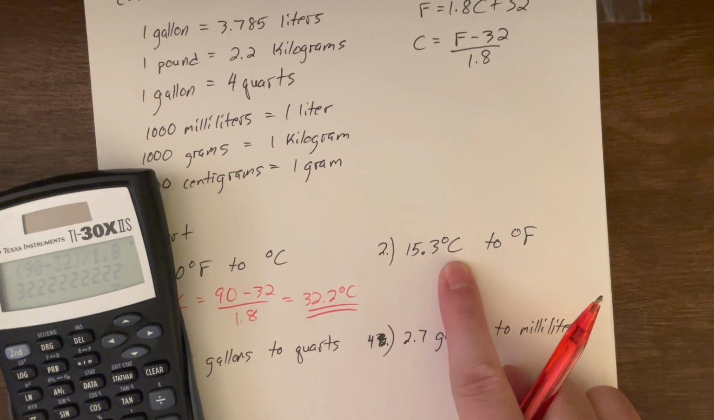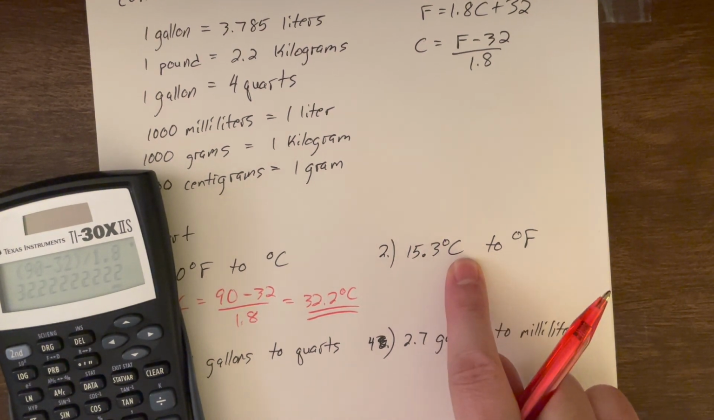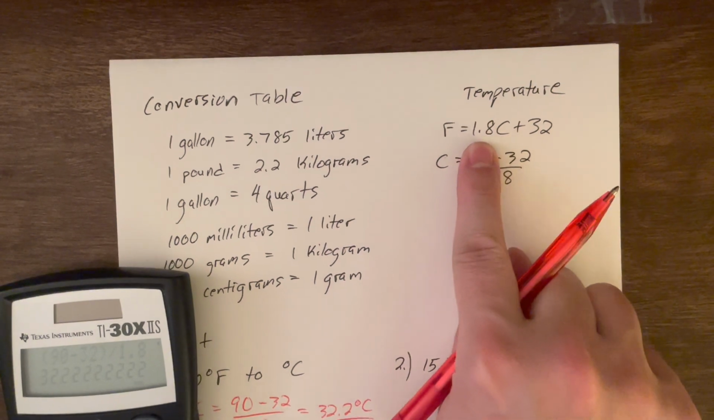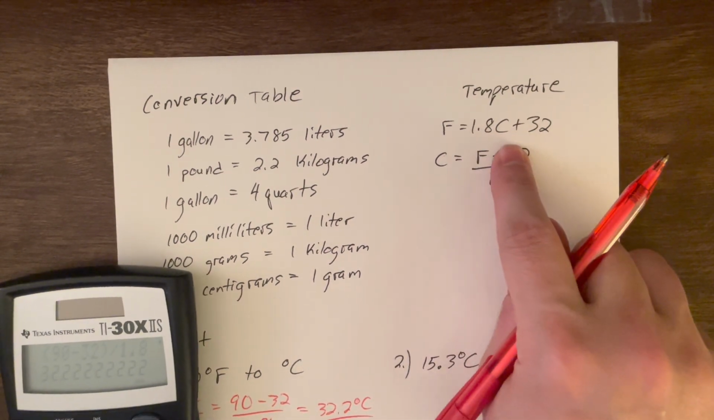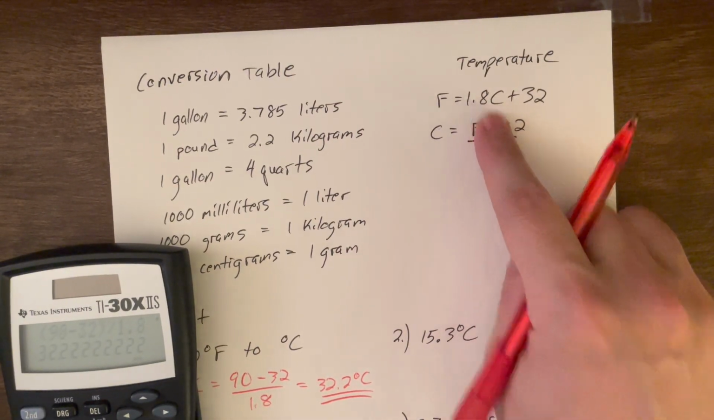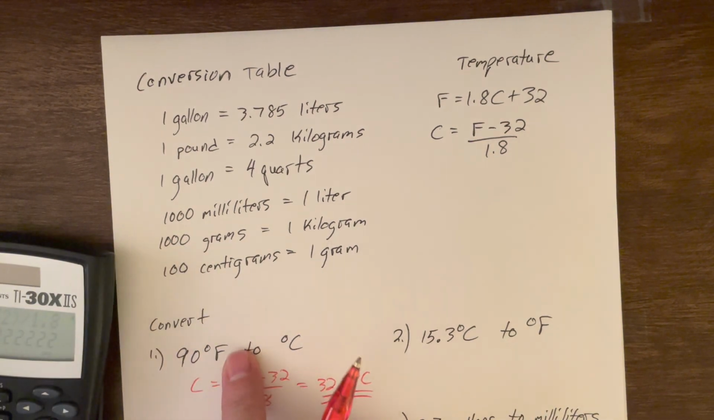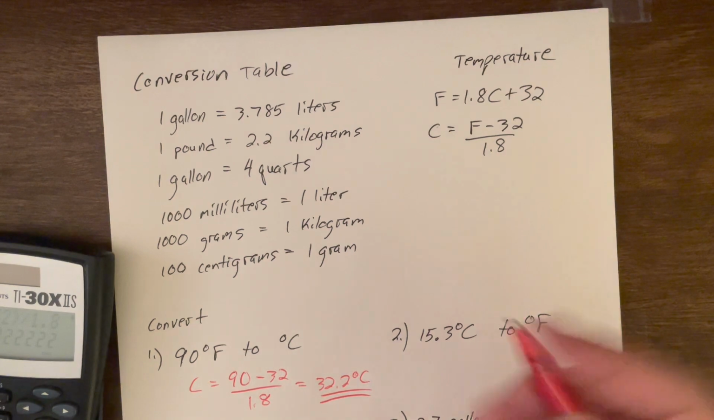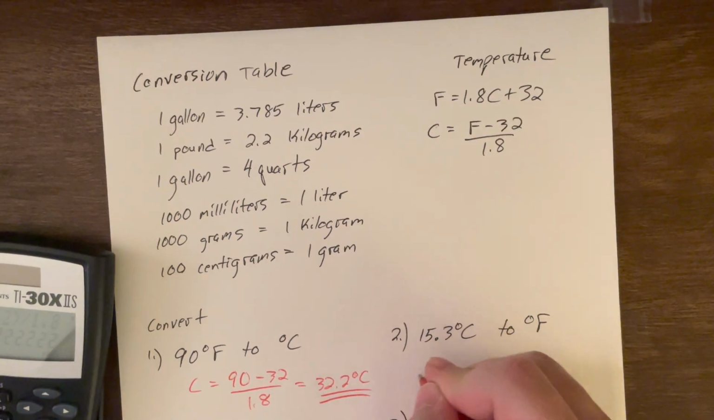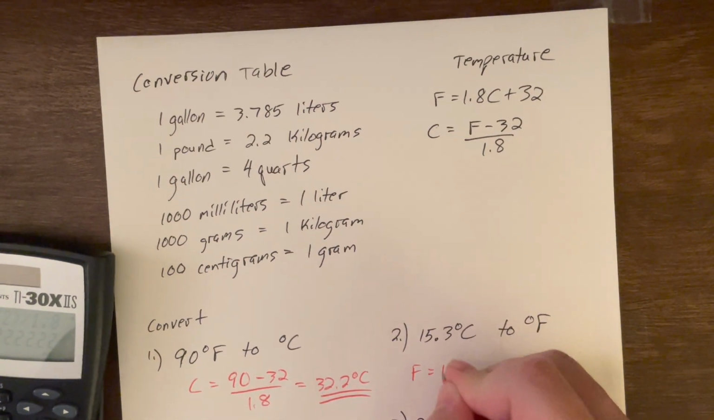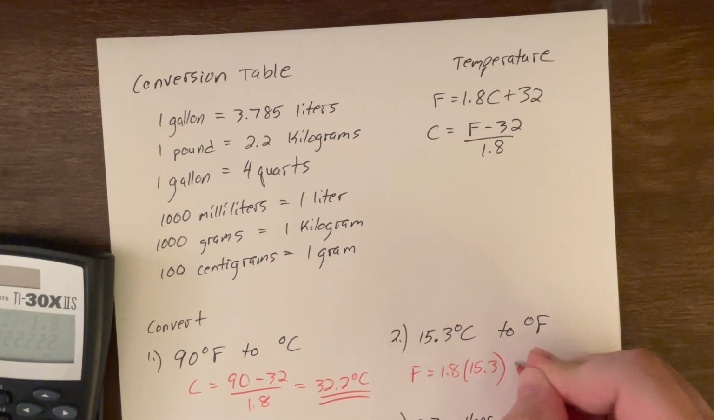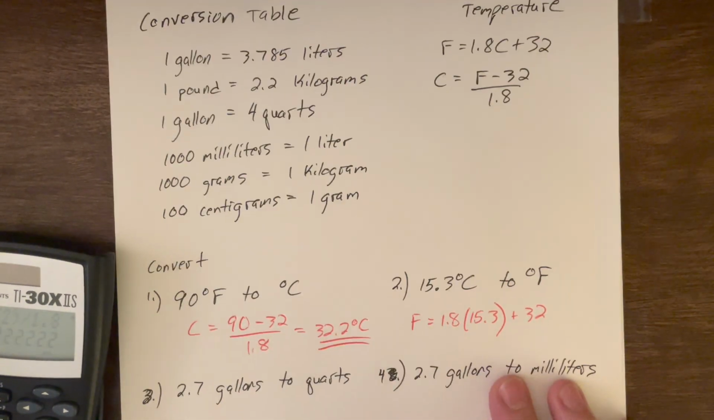Second one, well, now we are given the degrees in Celsius and we want to go to Fahrenheit. So now we want this formula. And this one is nicer. This one is definitely more friendly, but you don't get to pick. This situation, you have to use this formula. So this time, we'll get Fahrenheit is 1.8 times 15.3 plus 32.